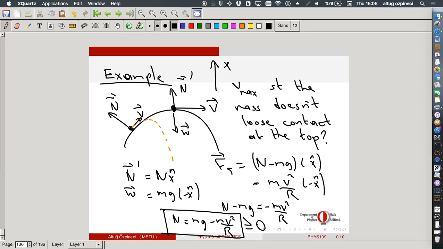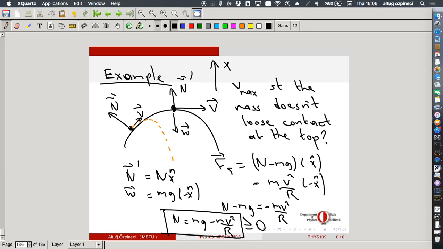You say, first of all, what does lose contact mean? Well, lose contact just means the normal force becomes 0. After that point, it will just lose its contact. Then we just write Newton's second law. We identify the forces. We can draw a free body diagram, identify the forces, calculate the total force.